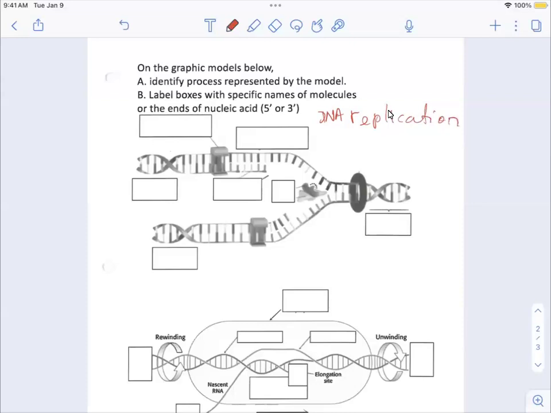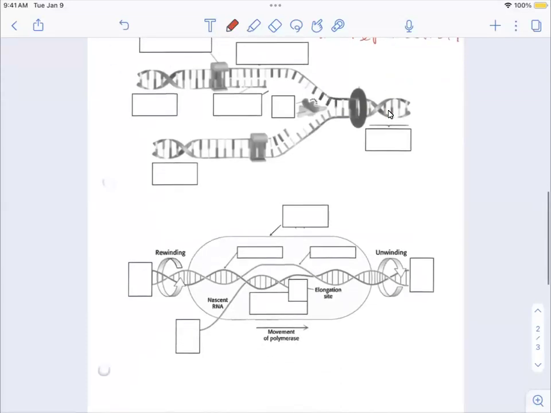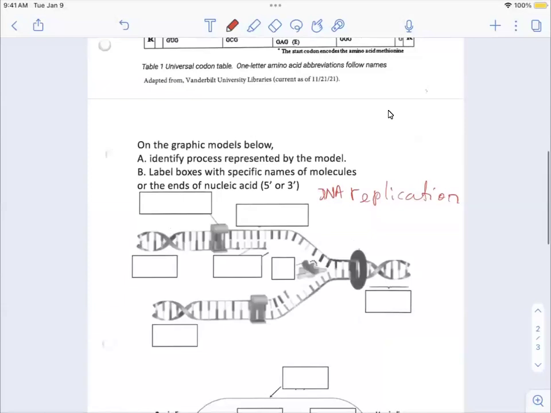Okay. And then on the diagram below, if you notice, we start with DNA, but our product here is a single-stranded molecule. So most likely that's going to be transcription, producing a single-stranded molecule. Okay, and then let's just kind of start labeling. Right, so we have double-stranded DNA. That's a start.